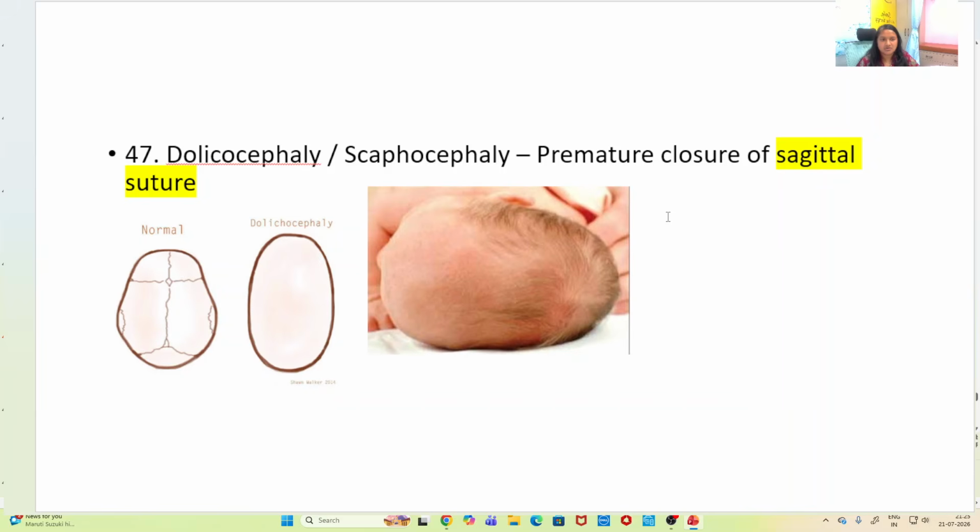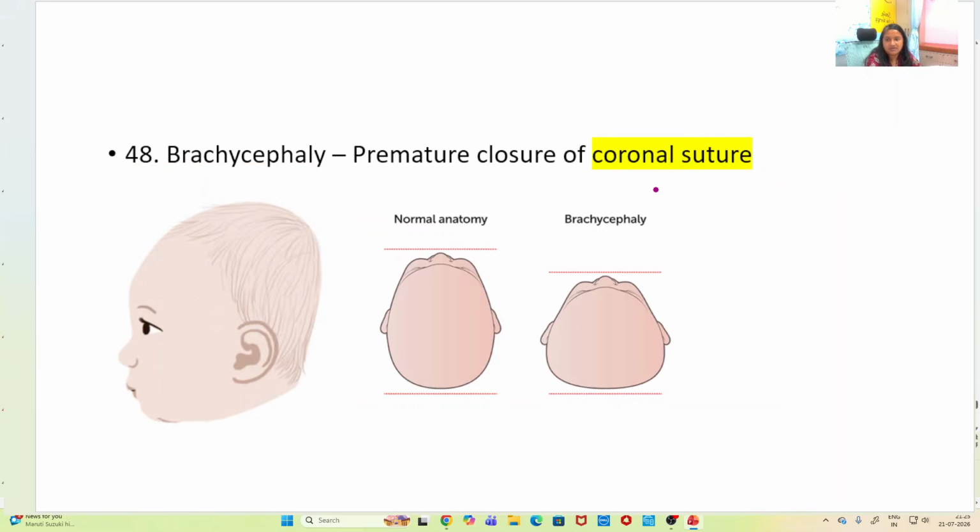Dolichocephaly, this is premature closure of the sagittal suture. Like you can see, this is the sagittal suture, the anterior-posterior one. If that fuses prematurely, then you will have a child with an elongated head, which is dolichocephaly or scaphocephaly. Brachycephaly, when the coronal suture closes prematurely, this one going sideways, that can cause flattening of the posterior part of the head and brachycephaly.